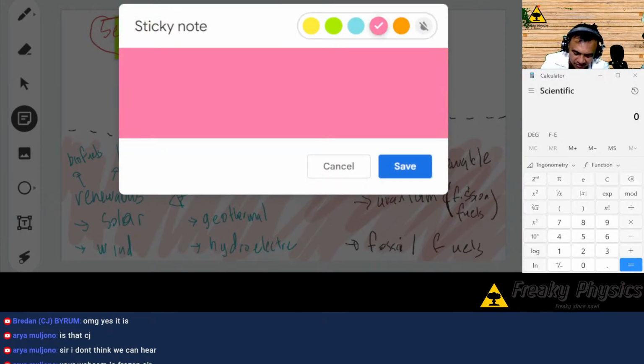The second one is for secondary sources. Secondary sources is you use the energy. The energy is used to produce.